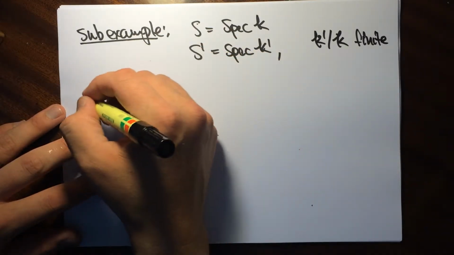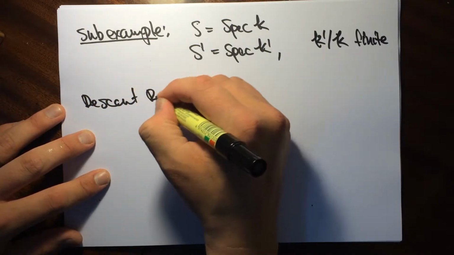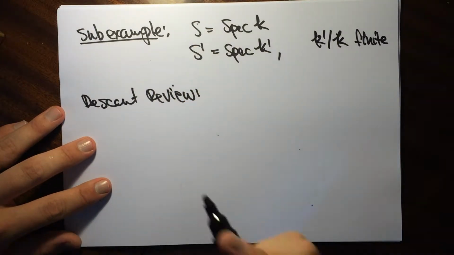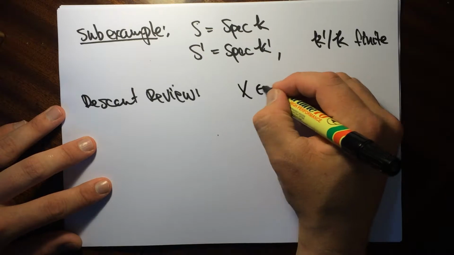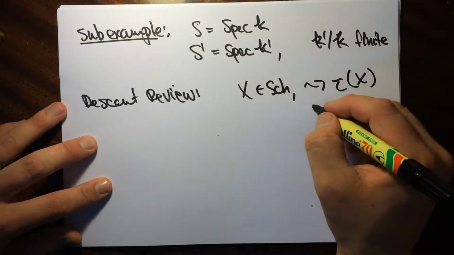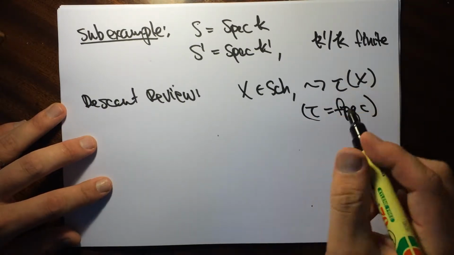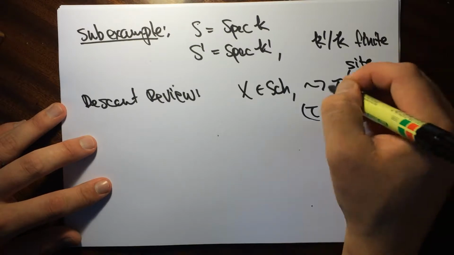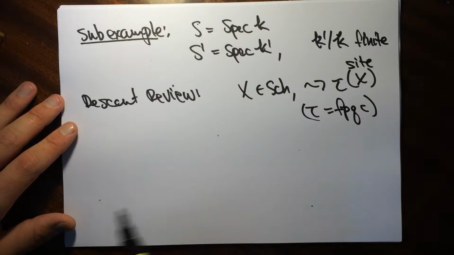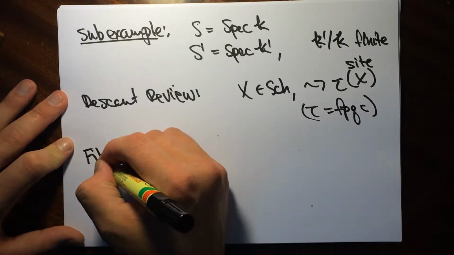Recall, so let's recall descent. So I kind of jumped the gun, but I'm going to write it again. So what we have is we'll take X the scheme, and then we have this associated site tau of X. And so tau could be like the FPQC type, so tau could be the FPQC site. So this is a site, and so maybe it's like a collection of coverings. Okay, and we're going to be looking at certain fibered functors. So we have these fibered categories.